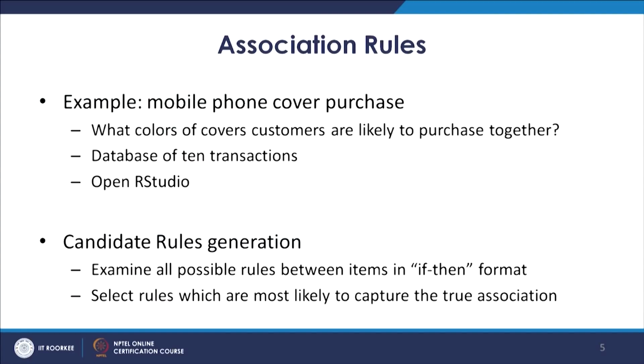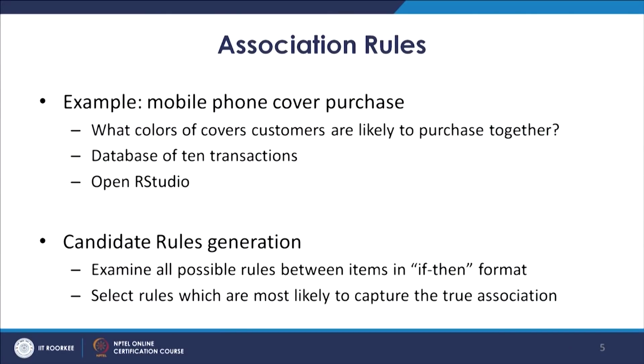So, we look at the first process in association rules, that is candidate rules generation. So, in this case we typically examine all possible rules between items in an if then format. So, once that happens, then we select rules which are most likely to capture true association. So, we want to avoid random chance occurrences. So, we would like to select items which are having some sort of true dependence, some sort of true associations. So, that being the idea.